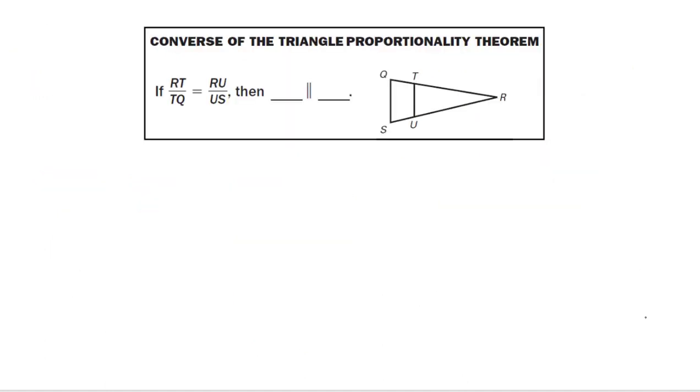Okay, the converse. So we know the converse of the if-then statement: if RT over TU is proportional to RS over US, then I know that TU has to be parallel to QS.